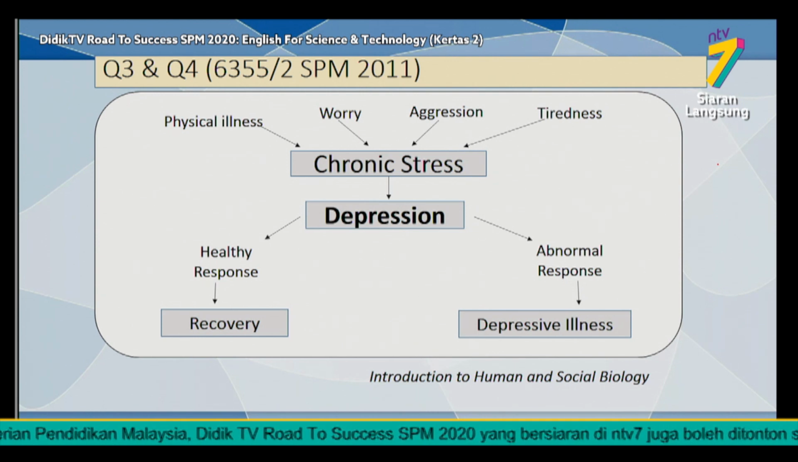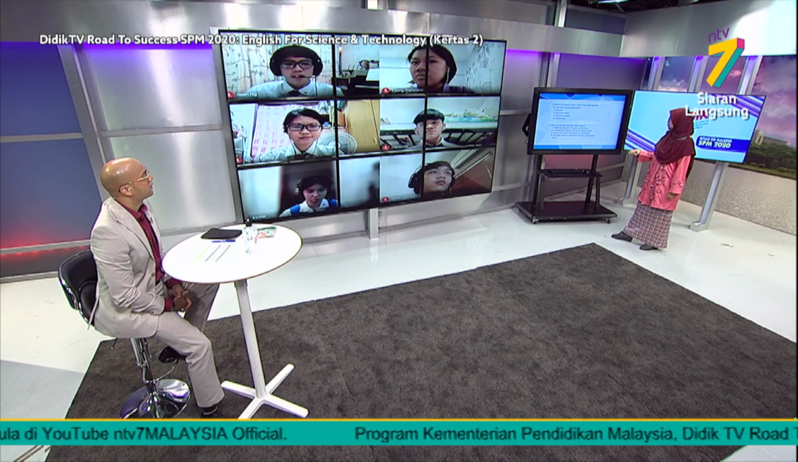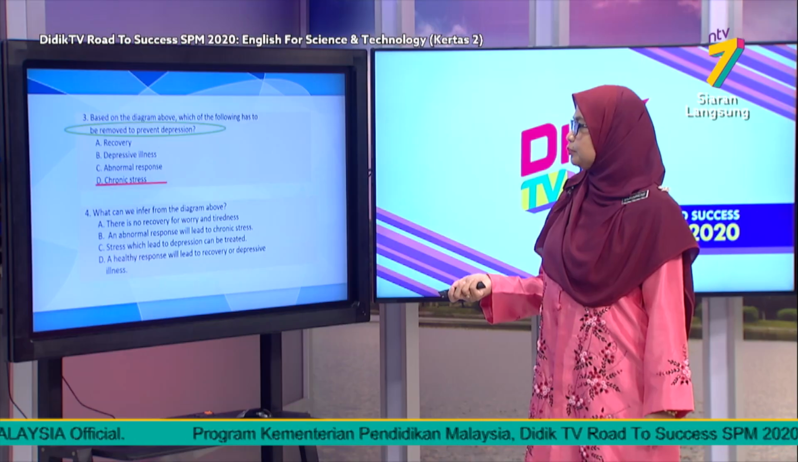Can we move to the question? Correct me if I'm wrong, but I think the tip that we can get from this question would refer to the lines or the arrows. Exactly. You see the arrows. So tiredness, aggression, worry, and physical illness will lead to chronic stress. This will lead to depression. So it's all about the arrows there. You have to study by looking at the arrows. So what is the answer for number 4?